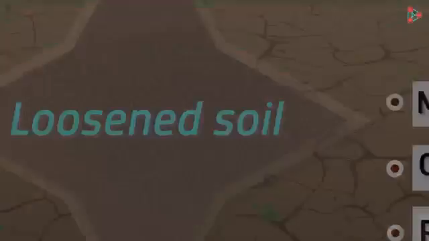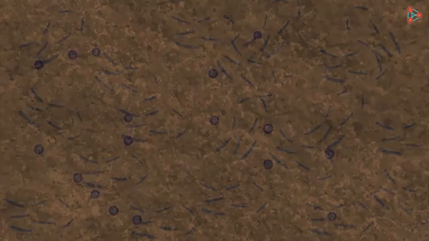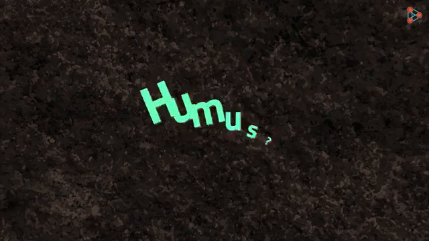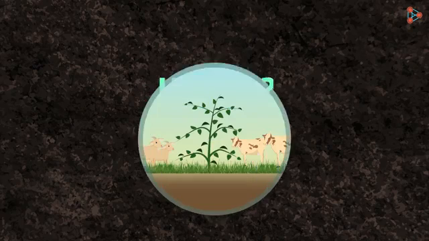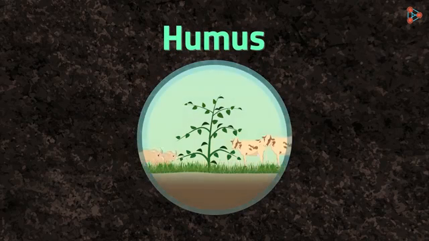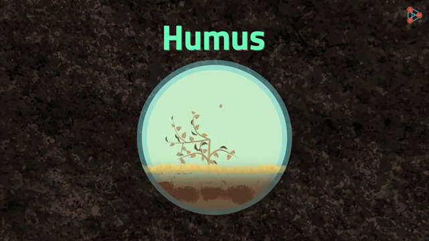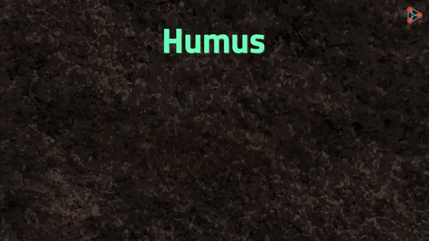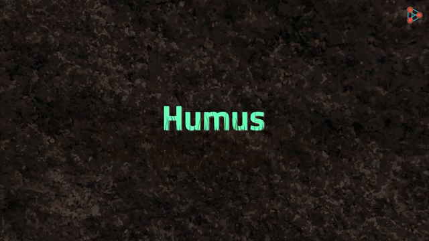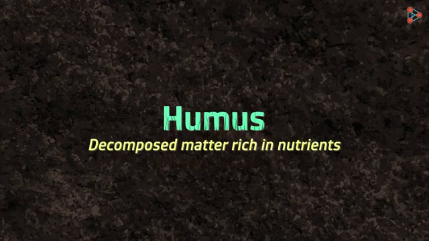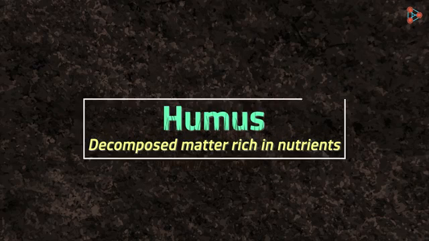It then leads to the growth of favorable microbes that help to produce humus in the soil. What exactly is humus? As we know, all living things die, their remains are decomposed and nutrients are returned back to the soil. The microbes help in this process of decomposition. This decomposed matter is rich in nutrients and is known as humus. It is what plants depend on for nutrition.